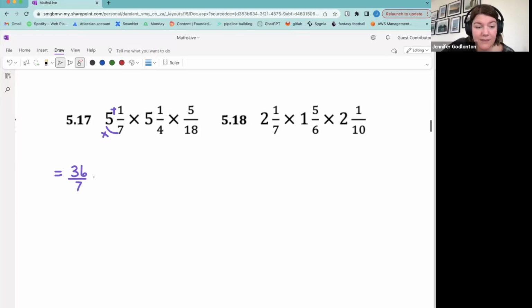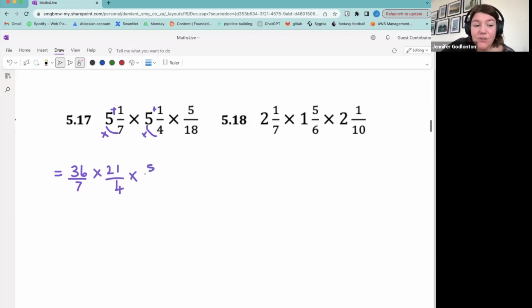Okay. Times 4 times 5, which gives us 20. 20 plus 1 gives us 21. So we're going to have 21 over 4. And then our last fraction over here, we just have the 5 over 18.